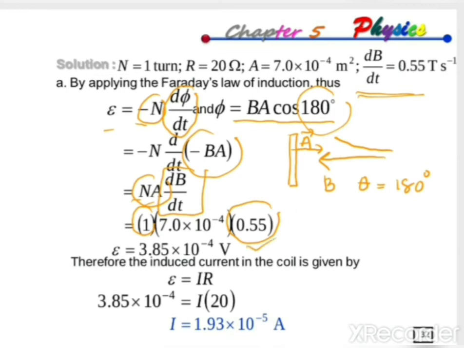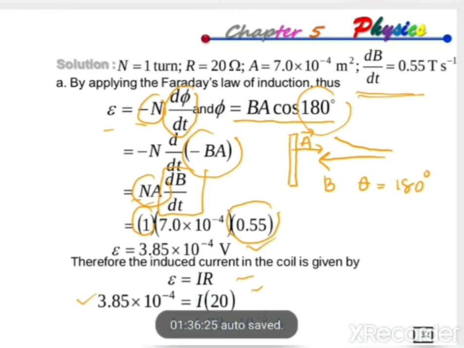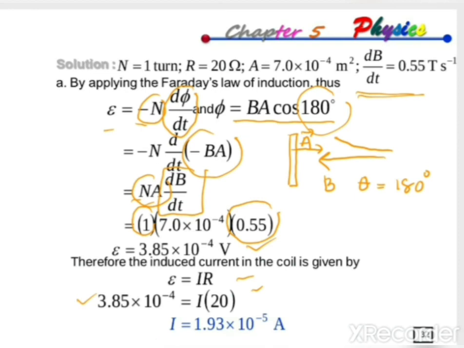Therefore, the induced current in the coil is from the formula EMF equals IR, where the induced EMF which we calculated is 3.85 × 10^-4, and the resistance of the coil is 20 ohm. Therefore, the induced current is actually 1.93 × 10^-5 ampere.